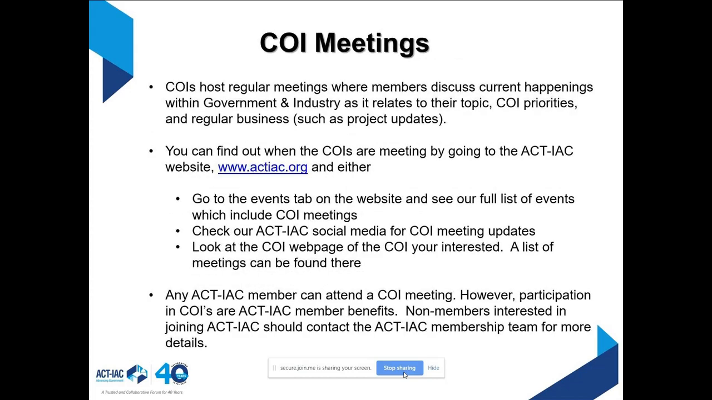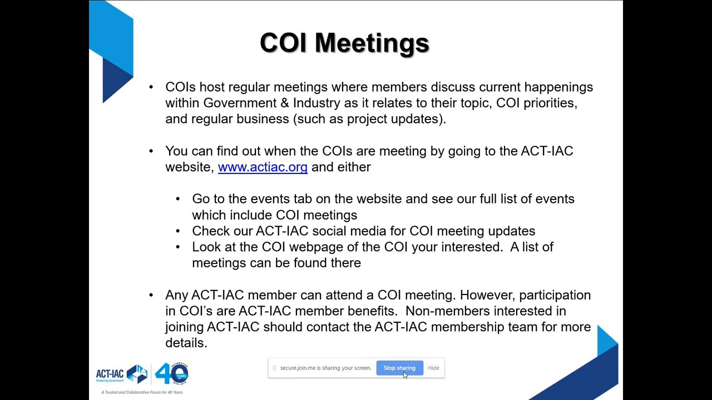So throughout the calendar year, the COIs host regular member meetings and activities that members can participate in. These regular meetings discuss COI priorities, regular COI business, or may host a government or industry leader or leaders discussing a variety of topics related to the COI. We encourage you to look through the ACT-IAC website and see what upcoming events there are. So these upcoming events, meetings, and opportunities can be found on the events section of the website.